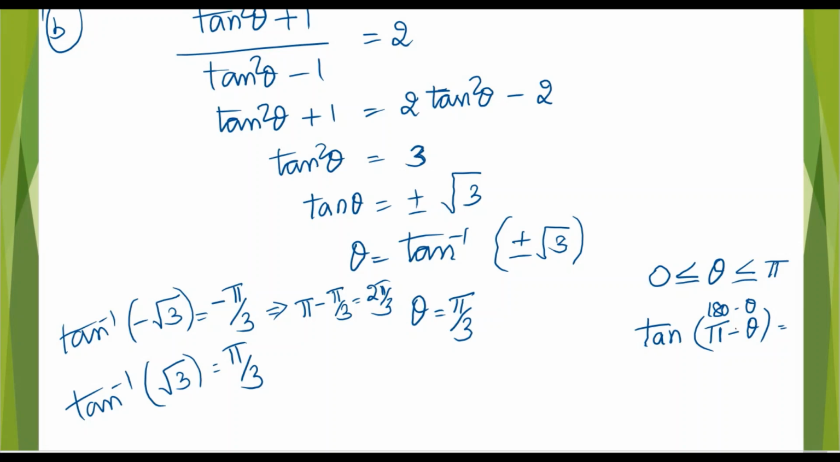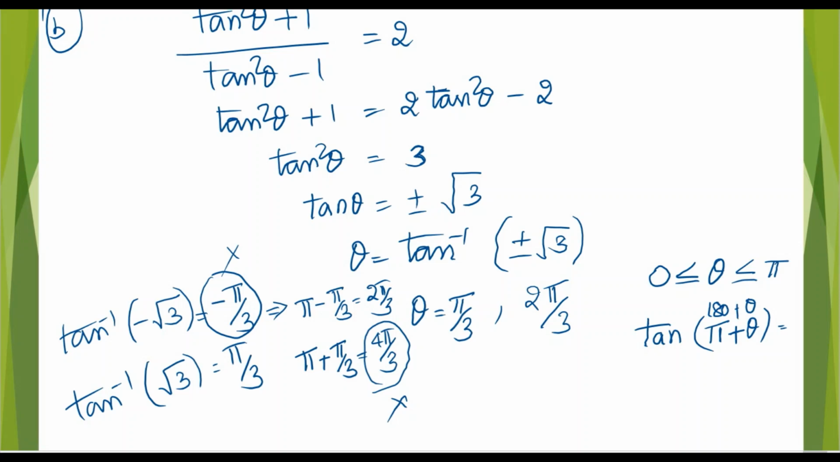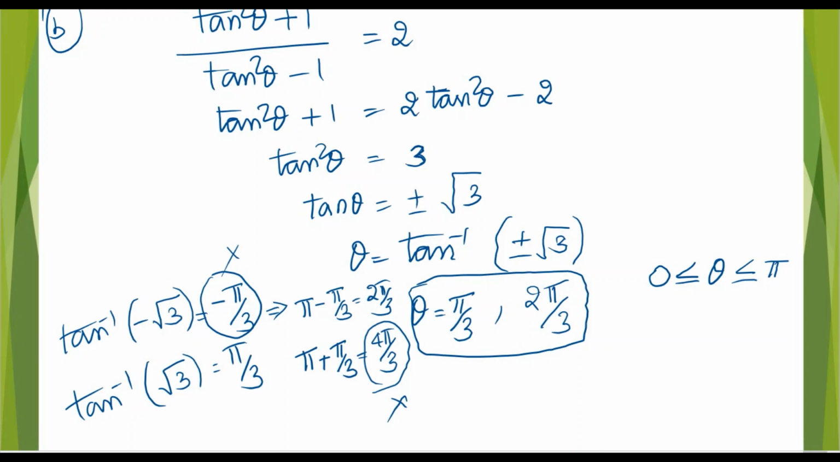Okay. So actually plus, and in this case pi plus pi over 3, already we did minus, this is plus, so 4 pi by 3, which crosses the limit, so we are ignoring this one. Okay, so the answer is theta is equal to pi over 3 and 2 pi over 3.